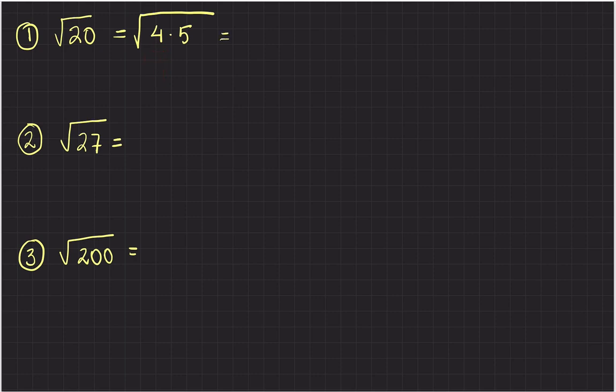Now I'm going to split this into single square roots for each. And now square root of 4 is 2. And square root of 5, we're just going to write it as square root of 5 because I cannot write 5 as two numbers where one of those numbers is a perfect square number. So your answer would be 2 square root of 5.